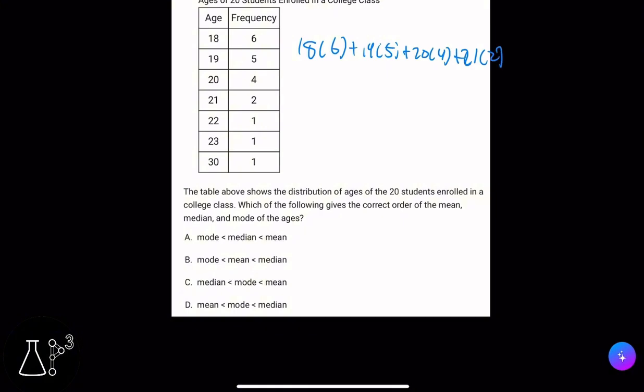And then we'll have plus 22 plus 23 and plus 30. So let me add all those numbers together. But first, before I do that, I want to see how many numbers I'm actually using. So I do 6 plus 5 plus 4 plus 2 and then plus 1 plus 1 plus 1. I'm going to get 17 numbers. So all the values on top divided by 17.